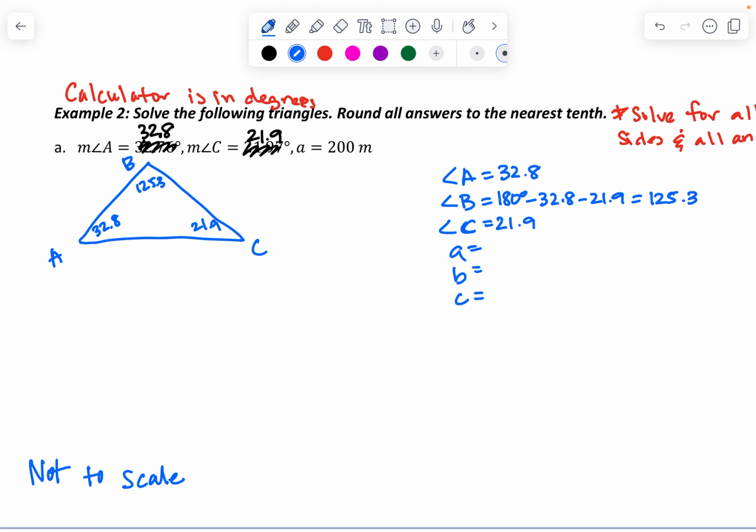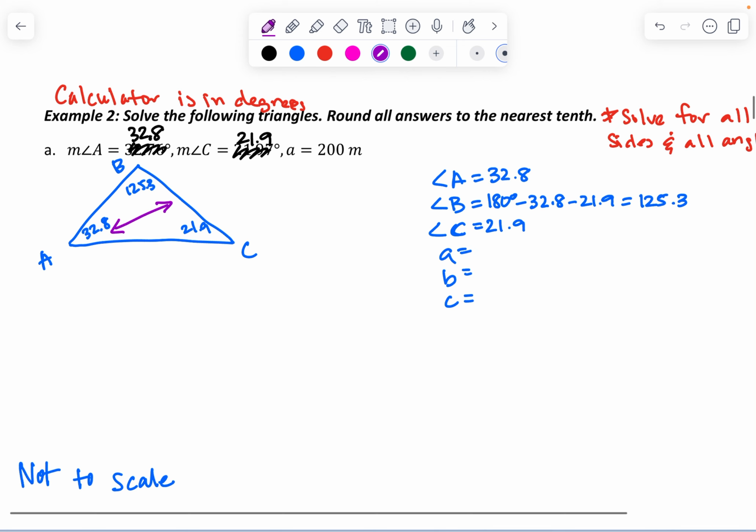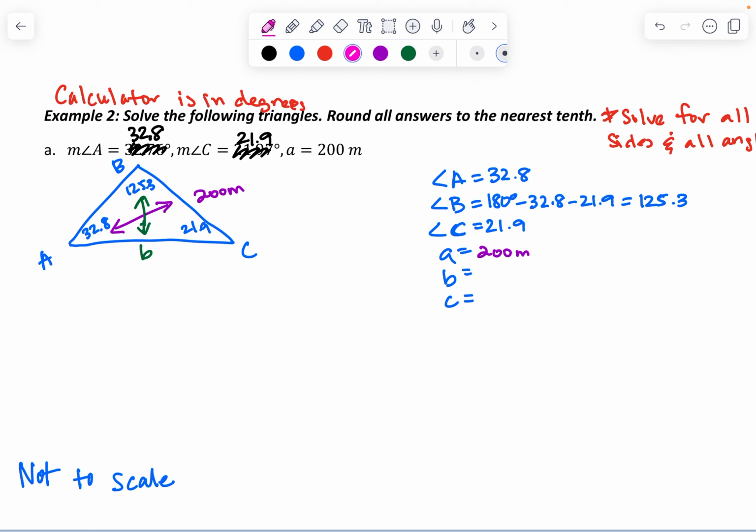Then it also tells me that side A, remember side A corresponds with the angle across from it, is going to be 200 meters. So I have that one in. Side B is going to be across from angle B, and side C is going to be across from angle C. I don't know what sides B and C are, but I can use the law of sines to solve for them. So I'm going to use A that I already have.